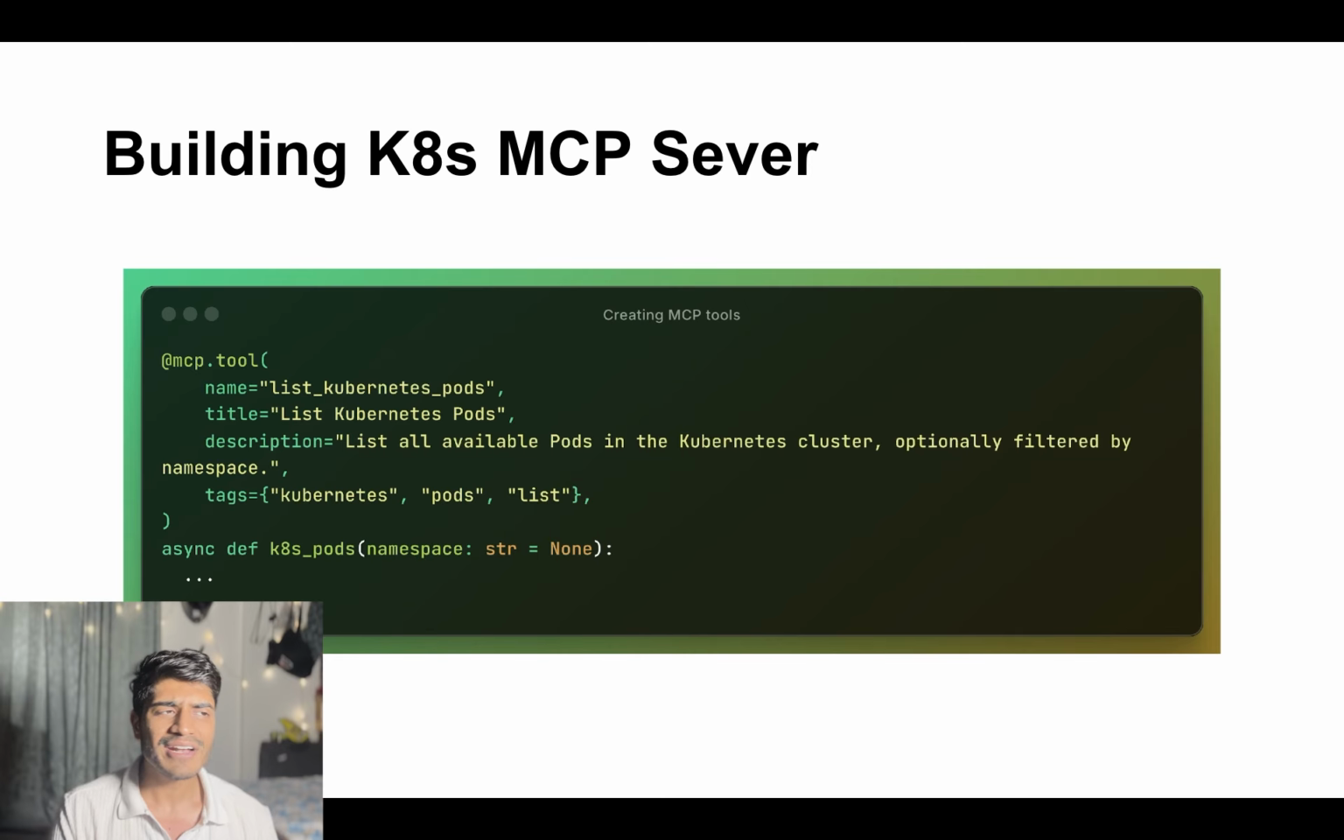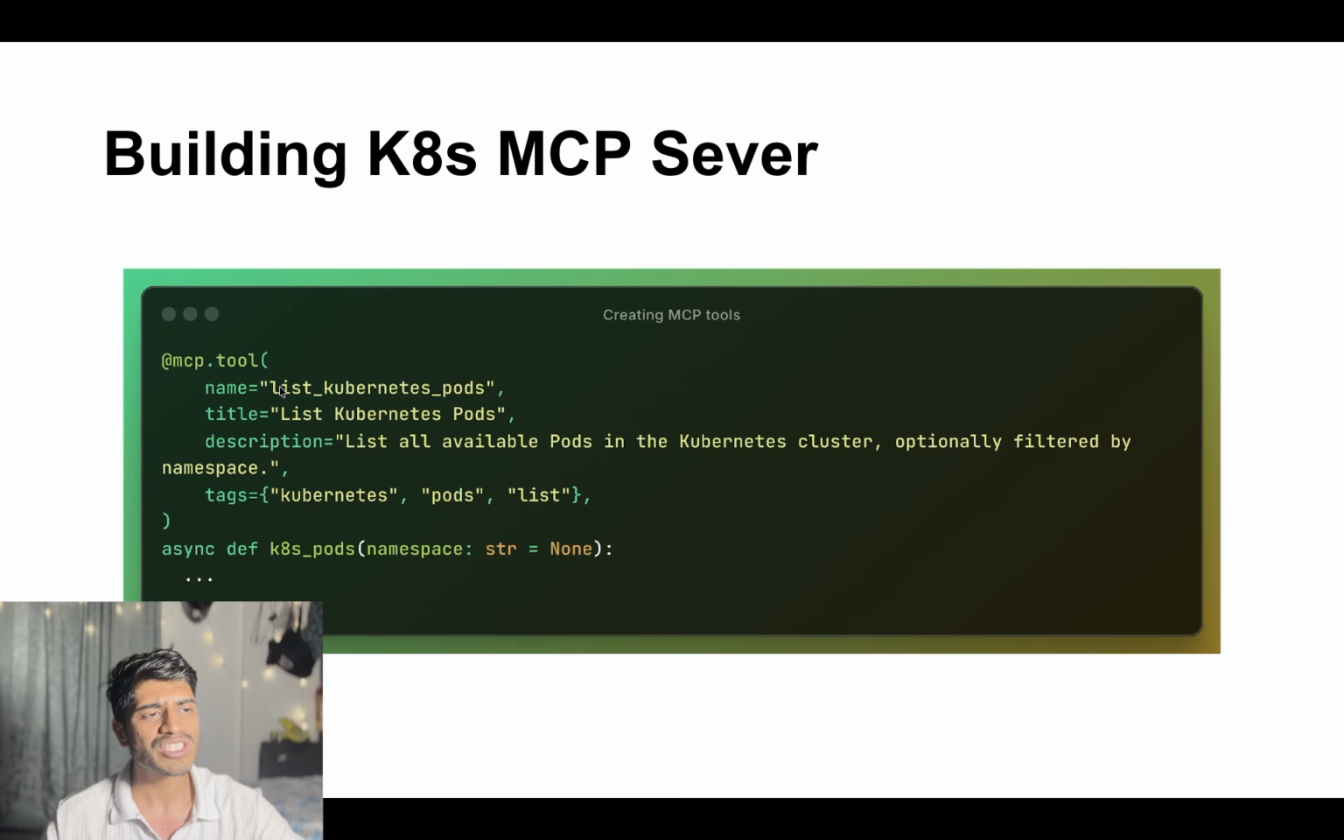And how can we add it? We just have to use this decorator called mcp.tool. So this is a decorator, and here you have to give the name of a tool. In this case, I'm calling it list_kubernetes_pod. This is the name of the tool, and this will be visible to our AI models, right?